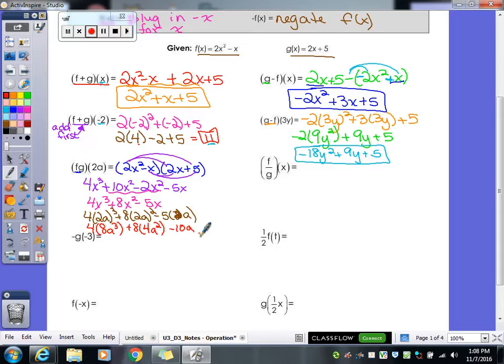So we're almost there. A little bit of multiplying now. 4 times 8a cubed gives us a 32a cubed. So again, 4 times 4, or 8 times 4. 32a squared minus your 10a. And that's our final answer for that one.